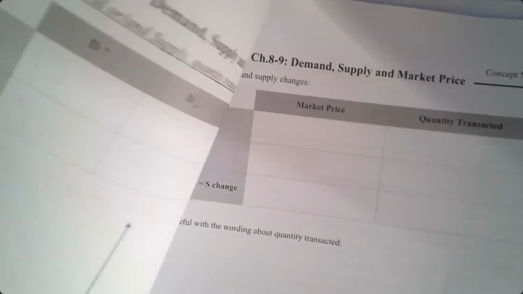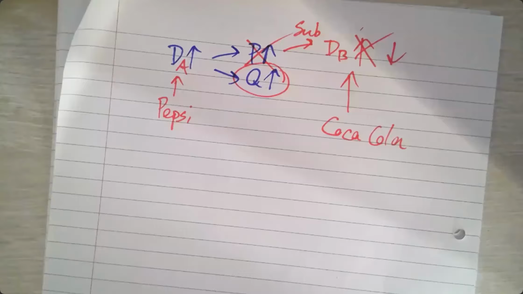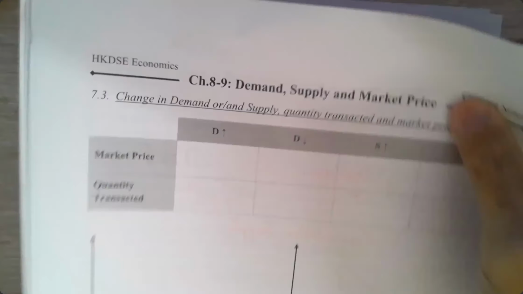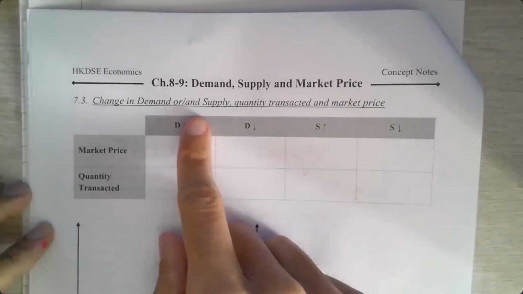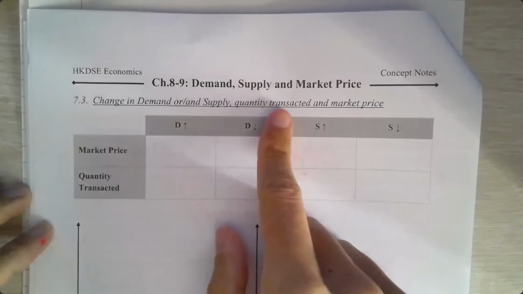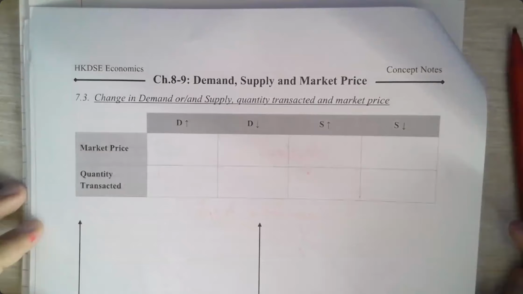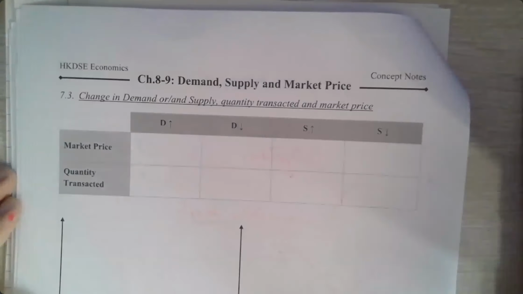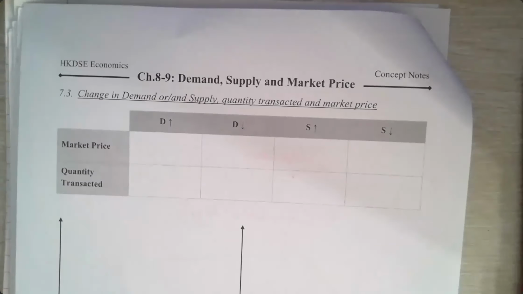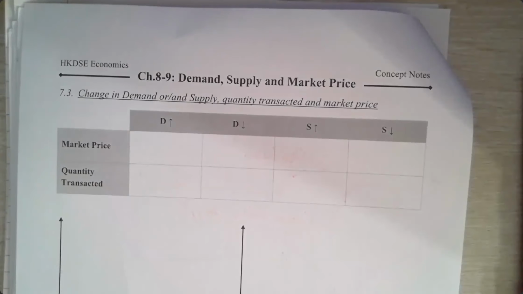Okay, and with that said, I think we are done with equilibrium. For the final last video, I will talk about change in demand and supply and how it is going to affect quantity transacted and market price. Brace yourself. The next video, I think, will be the longest video of the whole chapter. So I will see you one last time next video. Okay, bye-bye.